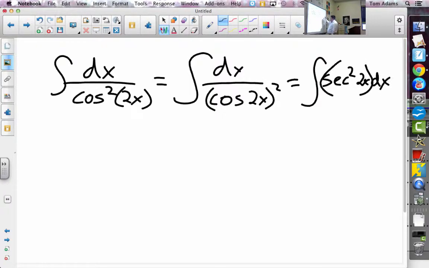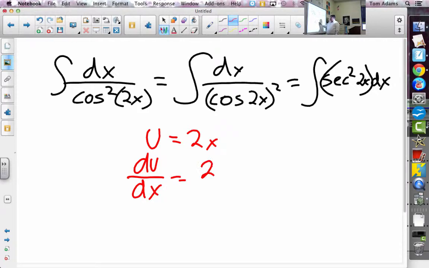Which is helpful because secant squared is the derivative of what trigonometric function? Tan. So before I do this though, I know that 2x is a pain. So what am I going to do? Well, I'm going to let u equal 2x. So when I say du dx, it's just 2. Or I could write it as du is equal to 2 dx, right?